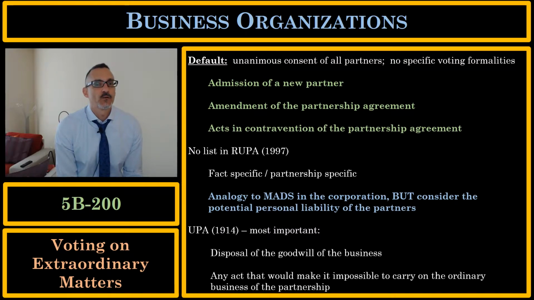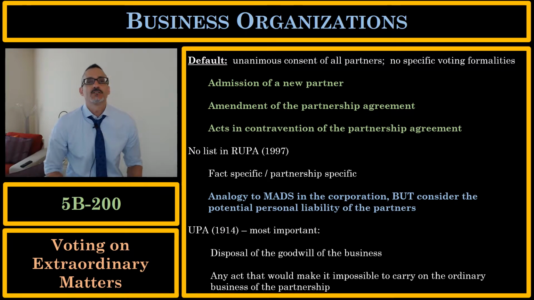So remember, in the corporate context, we said shareholders will not normally vote on transactions unless they are fundamental transactions. So in the partnership, we're talking about extraordinary transactions. In the corporation, we're talking about fundamental transactions. What type of things constitute fundamental transactions in the context of the corporation? We said MADs. Mergers, amendment of the Articles of Incorporation, dissolution, and sale of substantially all of the corporation's assets. Any of these types of transactions in the partnership context will also be considered extraordinary transactions.